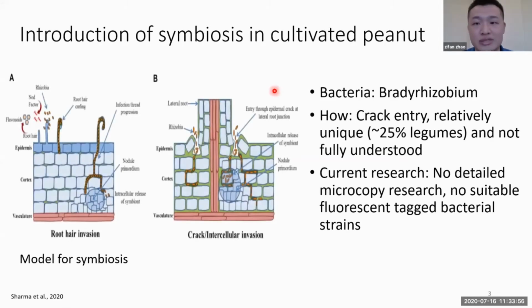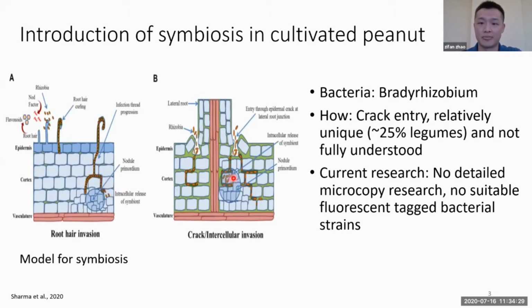First, let's get down to some basic points of the symbiosis. Most legumes can form a symbiotic relationship with rhizobium. Rhizobium is a kind of soil-borne bacteria which can fix the nitrogen in the air. And in most legumes, the bacteria can get into the plant cells through the root hair, and it forms an infection thread. This is an intracellular infection pathway.